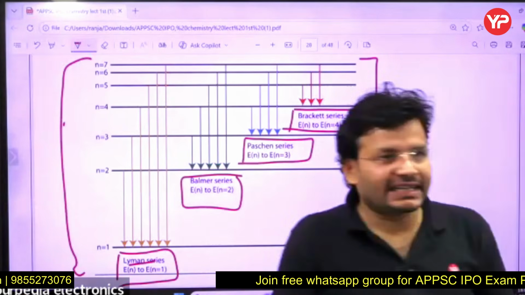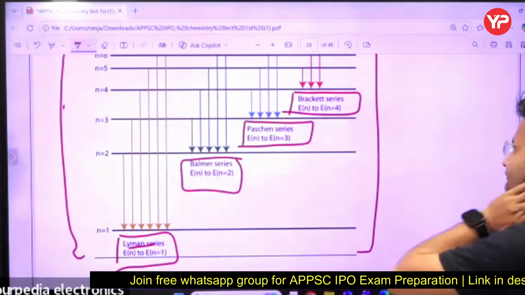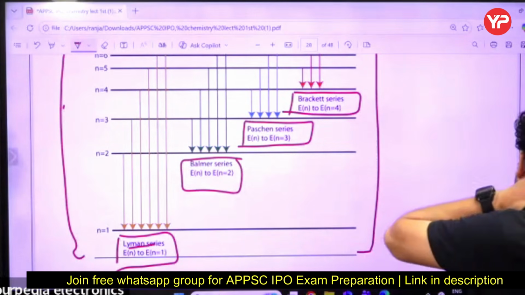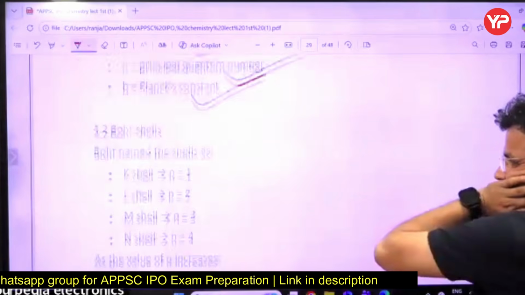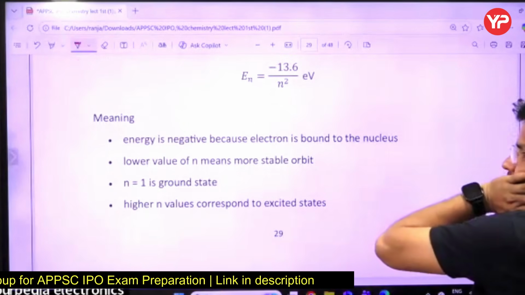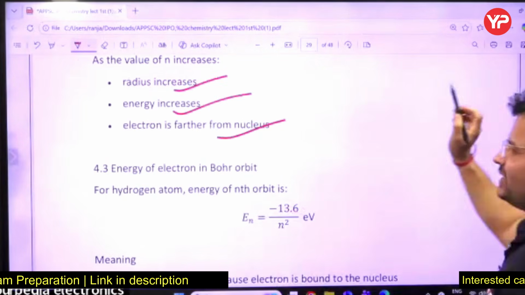Okay, clear now? Tell me, clear. What is the Brackett series? Can anybody tell me? That is not necessary, okay, I have just given it.